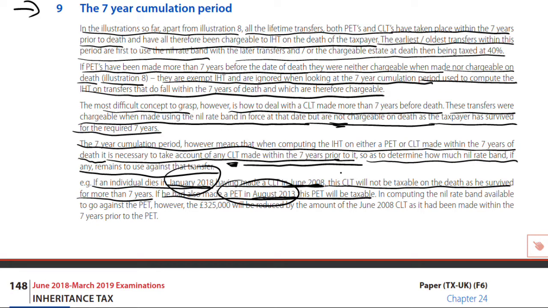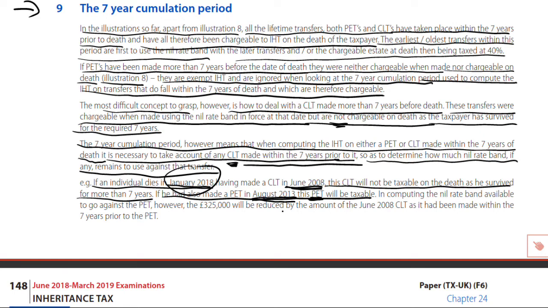Sadly not, because the CLT was made in June 2008. That is within 7 years of the August 13 PET that is now taxable on death. But this June 08 value will be deemed to have used up that amount of the available nil rate band that would otherwise have been applied against the PET.